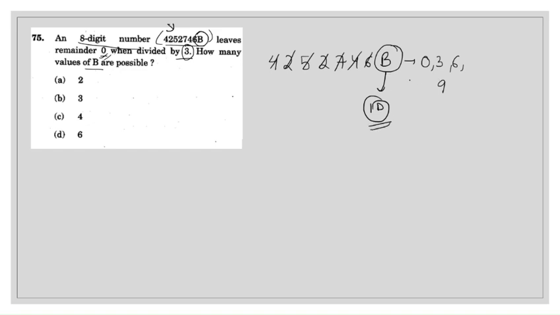So how many values of b are possible? It is asking how many values. So it will be 1, 2, 3 and 4, which means that 4 will be the answer to this question. This is pretty simple and similar to the previous question.